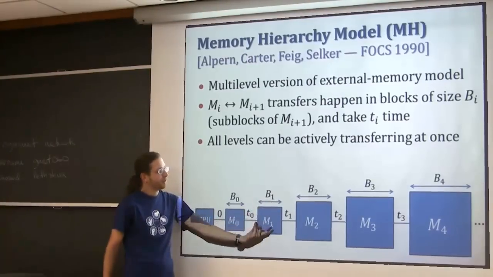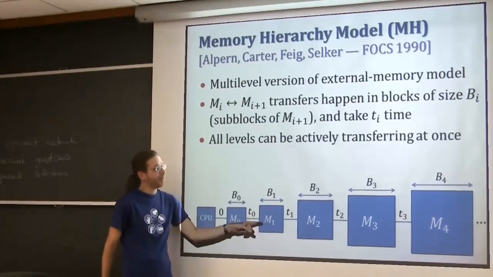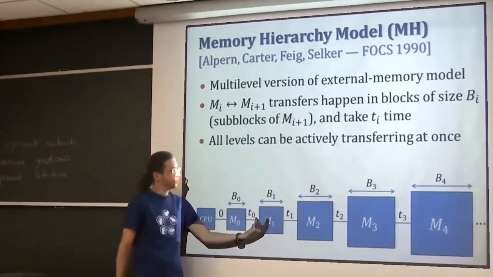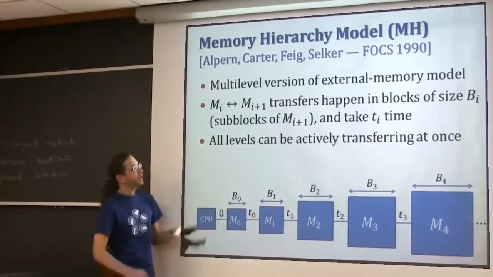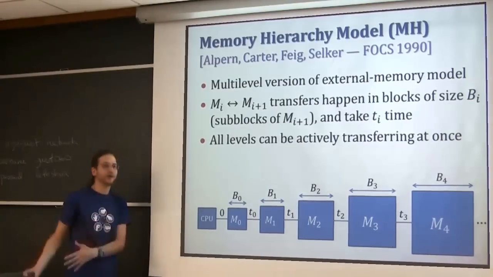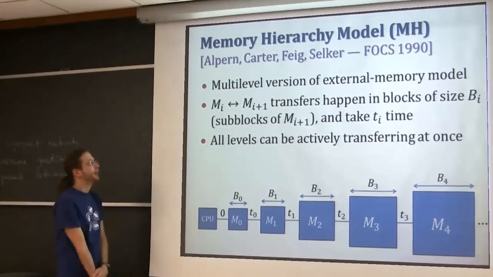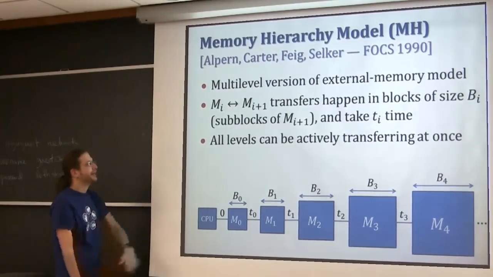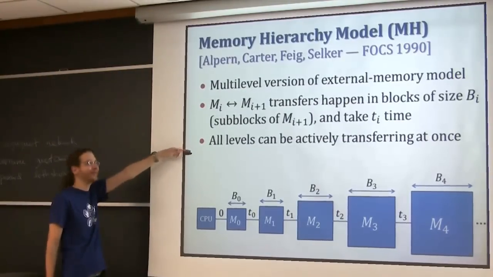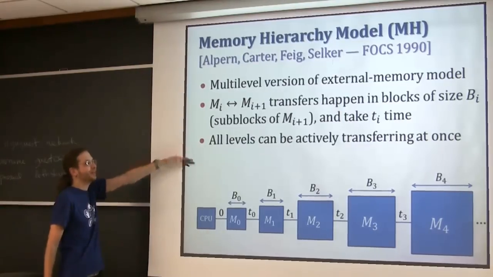M1 has potentially a different block size. It has a different cache size, M1. And these blocks are subdivided into B0-size blocks, which happen here. This is a generic multi-level memory hierarchy picture. It's the obvious extension of the external memory model to arbitrarily many levels. And to make it so easy to program, all levels can be transferring at once. This is realistic, but hard to manipulate.